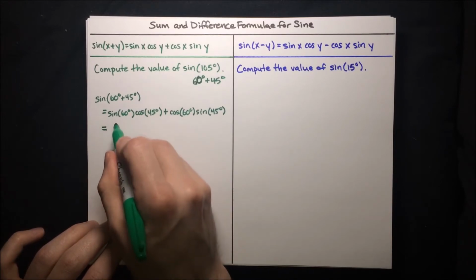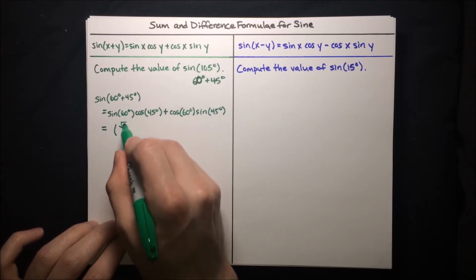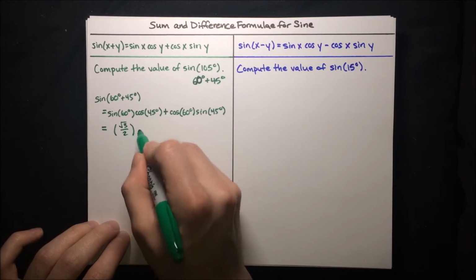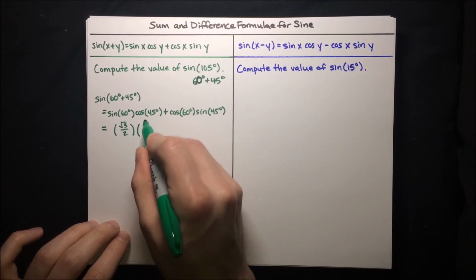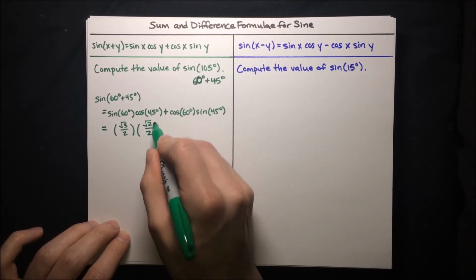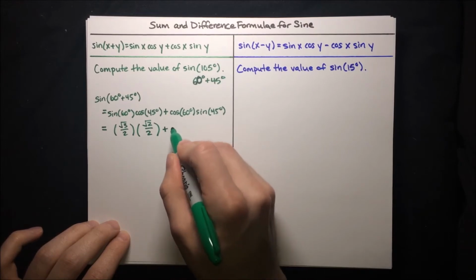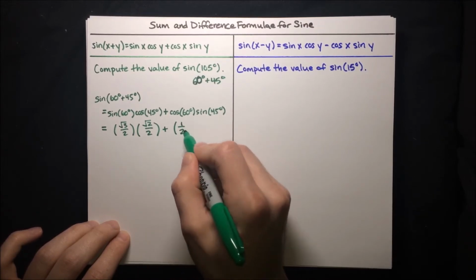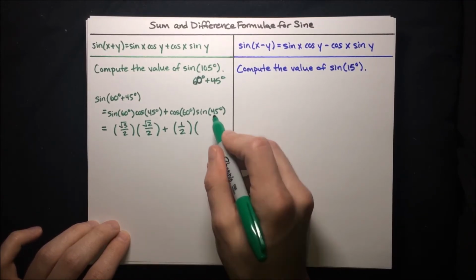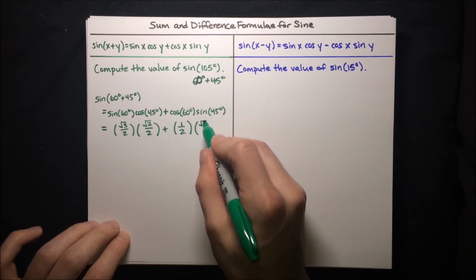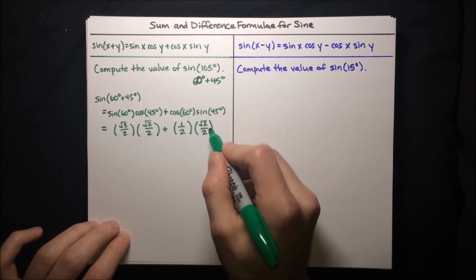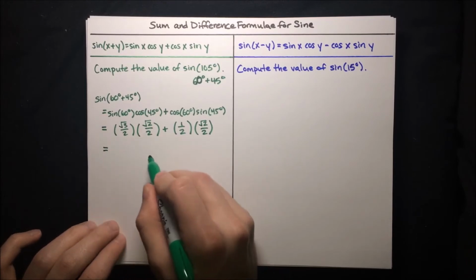Sine of 60 degrees, well, that is just root 3 over 2. Cosine of 45 degrees is just root 2 over 2. And then cosine of 60 degrees, that's a half. And then sine of 45 degrees is just root 2 over 2. And let's go ahead and find out what this is.